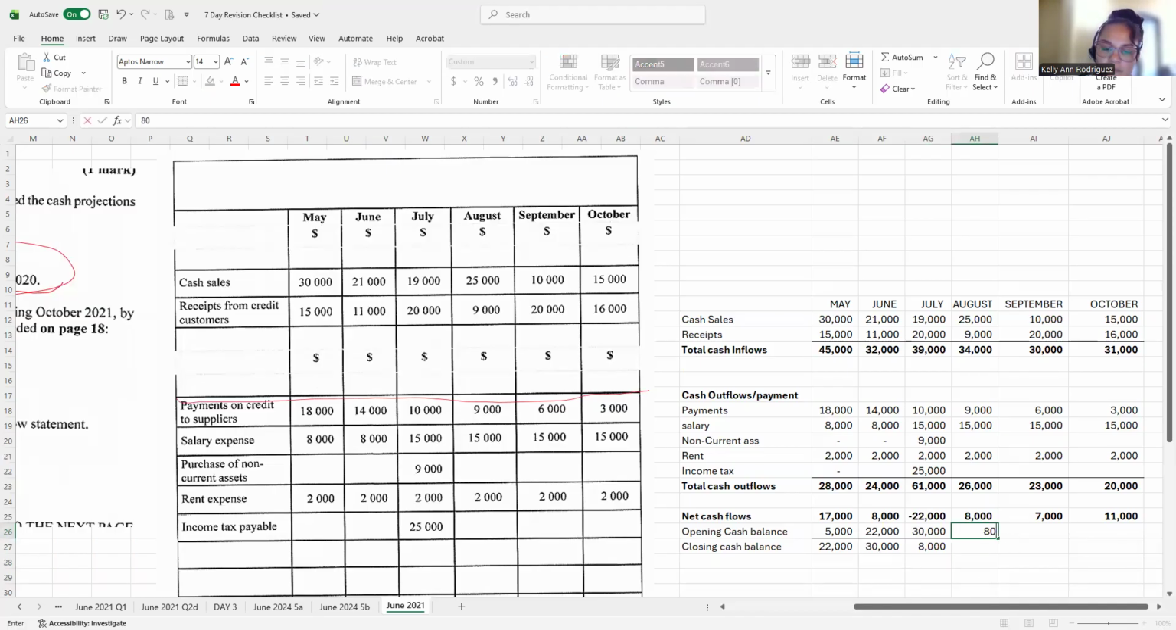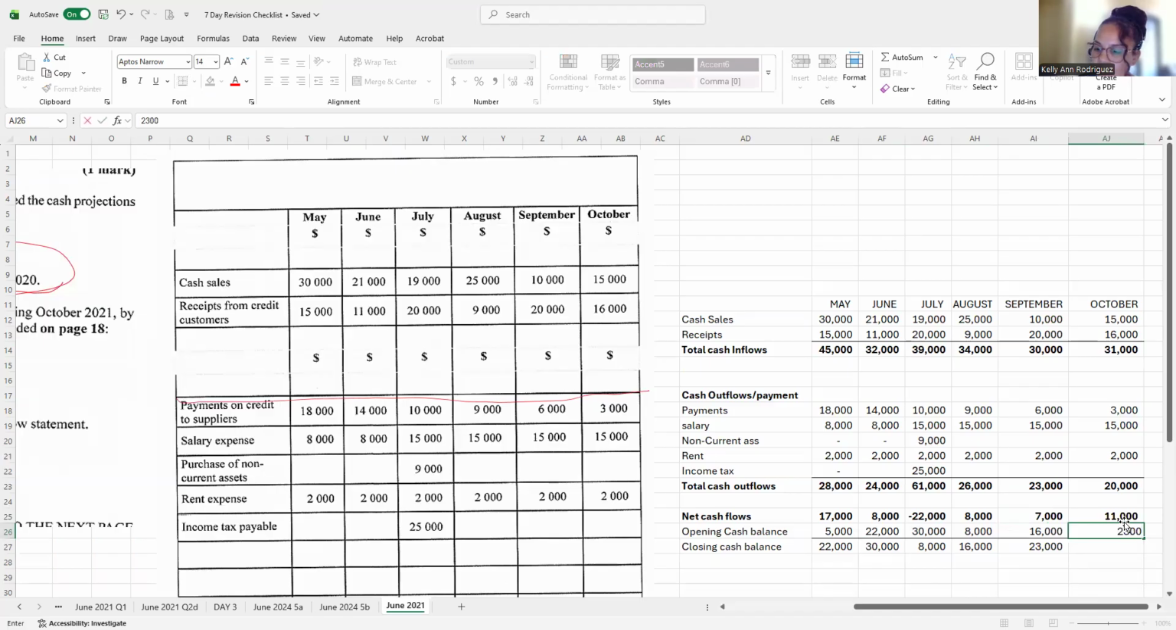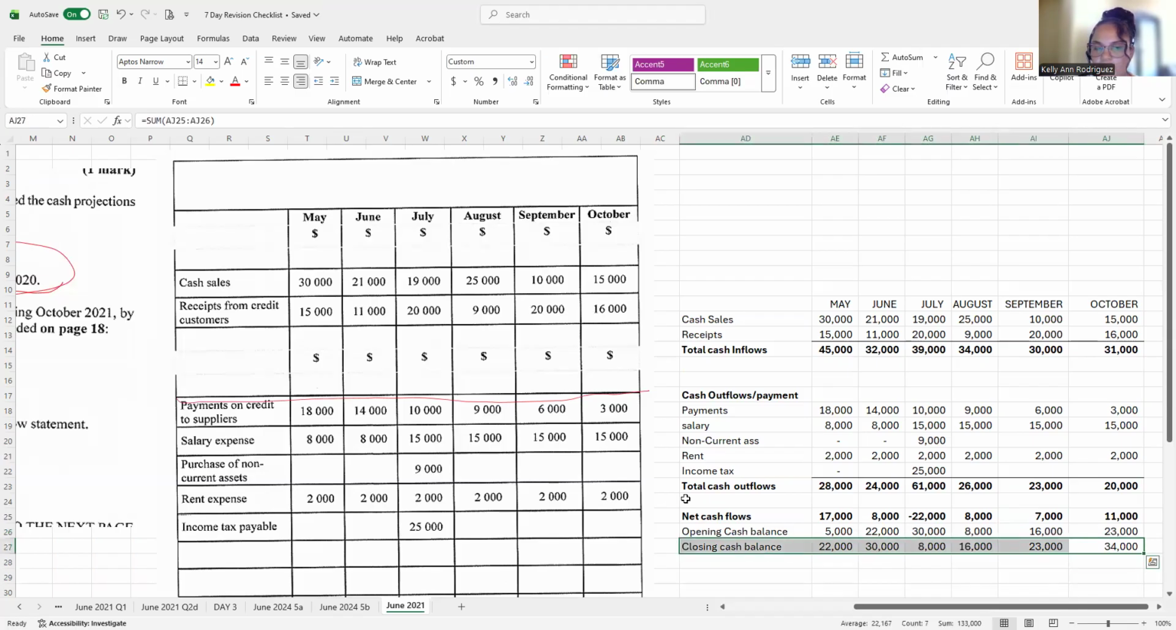You add 8,000 and you get 16,000 as your closing. Your closing will be your opening in the next period. So when you add that, you get 23,000. And the closing in this period will be the opening in the next period. Right? And for the end of October, you had a total cash flow projection of 34,000 at the end of the month.